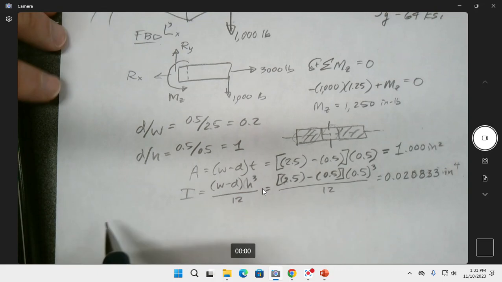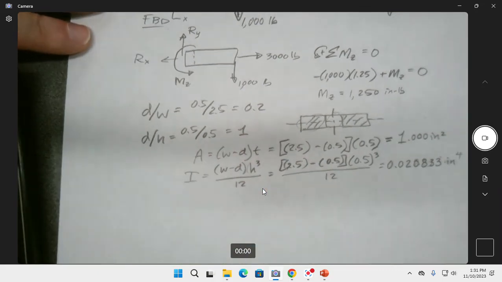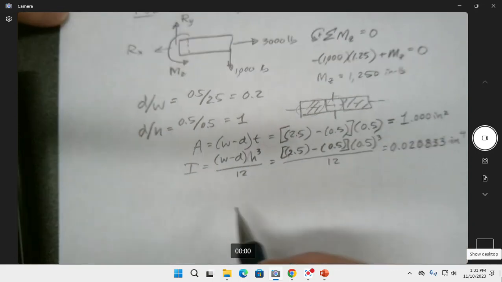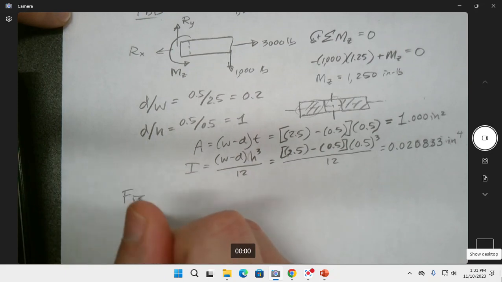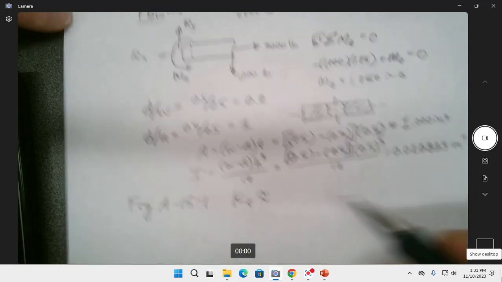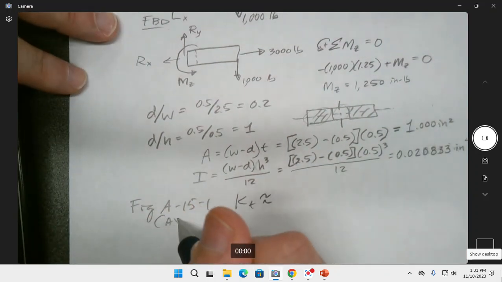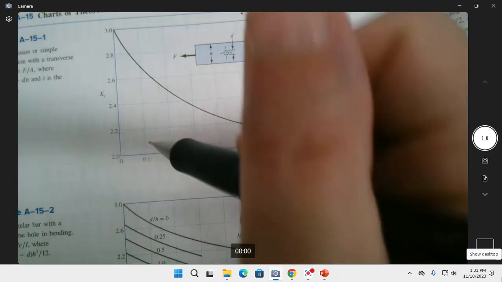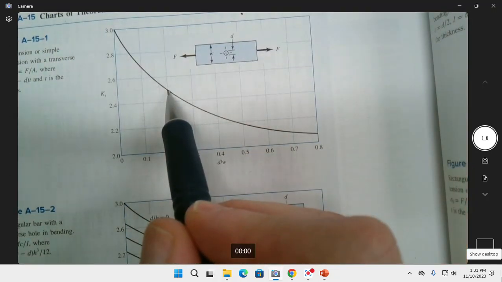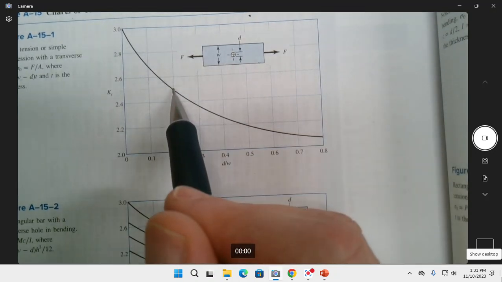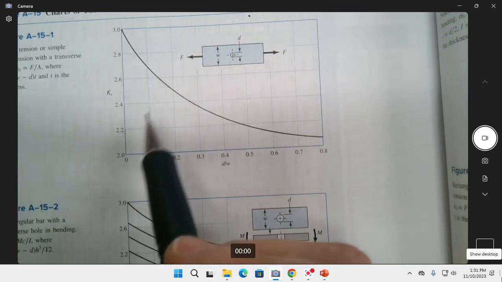All right, so that's like a geometry part. I guess this is sort of a geometry part too. Let me get rid of that little mouse. So we're going to go to figure A15-1 and KT. So this is the axial one at point 2, is almost, look, that looks really close to halfway in between 2.4 and 2.6, so 2.5. But you could make the case it's maybe a little bit lower than that.